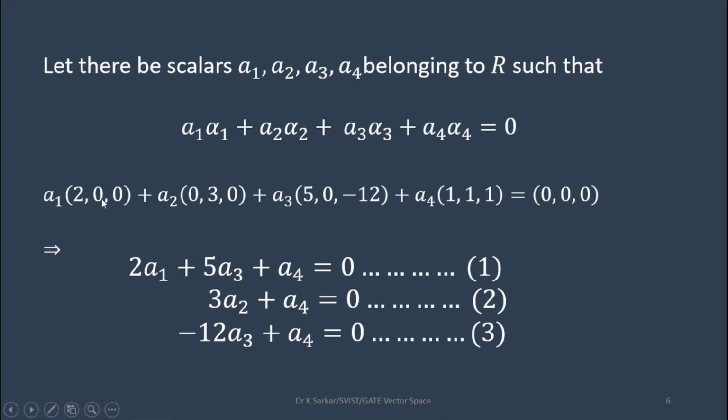Next is 0a1, 3a2, 0a3, a4. So we are getting 3a2 plus a4 equals 0, equation 2. Next, 0a1, 0a2, minus 12a3 and a4. So the third equation we are getting is minus 12a3 plus a4 equals 0.